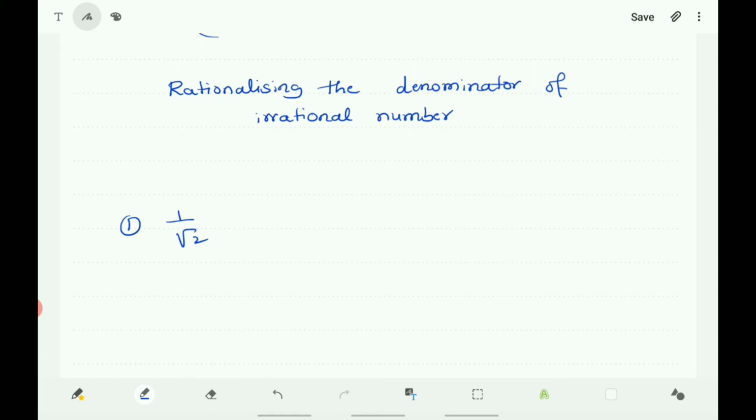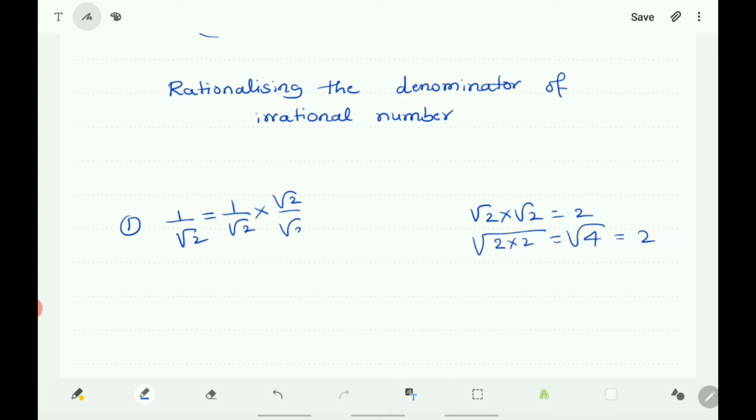And to rationalize it, you know that root 2 into root 2 is equal to 2. How is it? Root 2 into root 2 is root 2 into 2, and it becomes root 4. Root 4 is equal to 2. Therefore, to rationalize the denominator and to have the same value, we must multiply both numerator and denominator by root 2. So you take 1 by root 2 into root 2 by root 2.